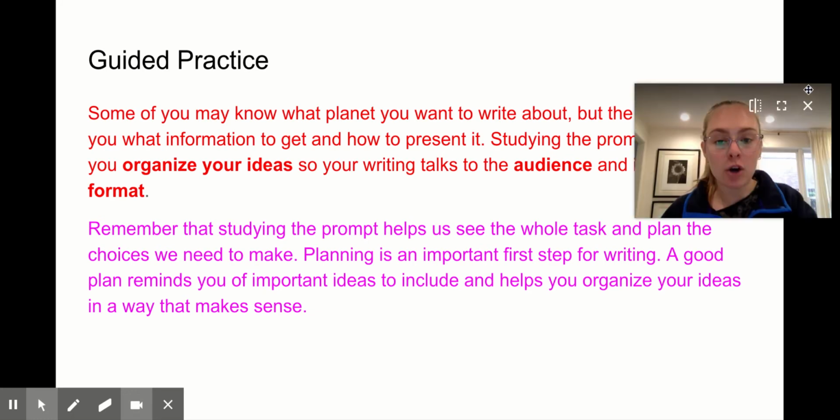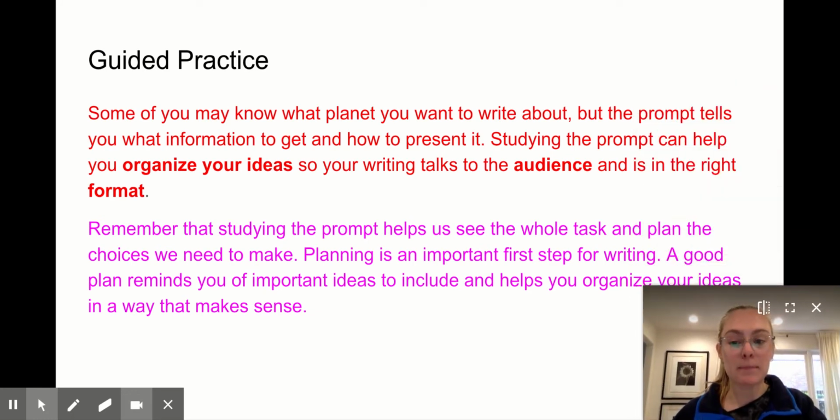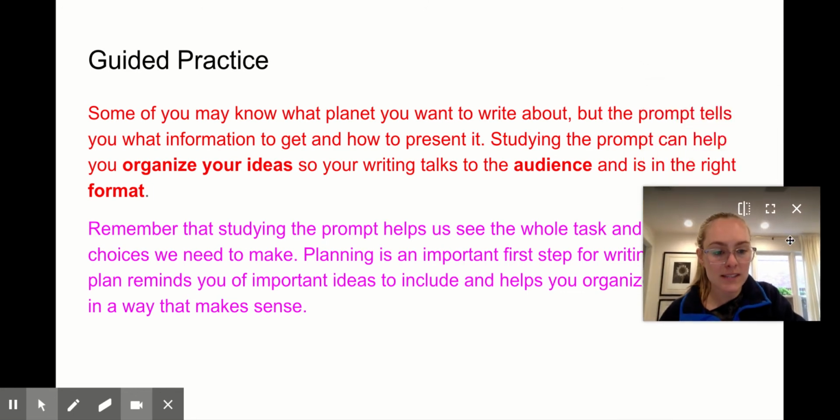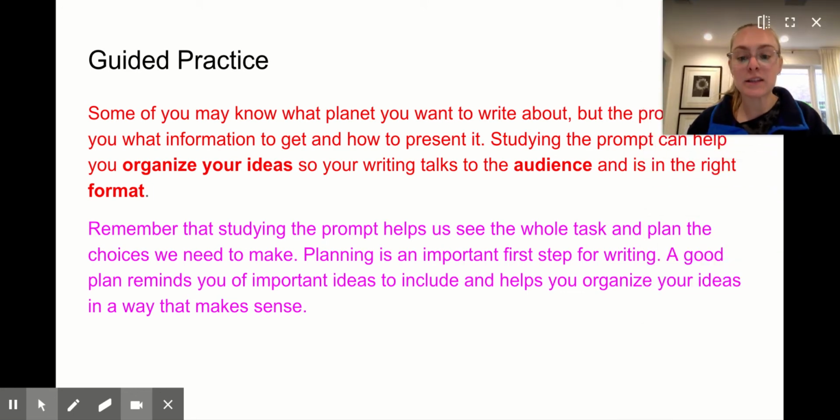So some of you may know what planet you want to write about, but the prompt tells you what information to get and how to present it. So studying the prompt can help you organize your ideas so your writing talks to the audience and is in the right format. Remember that studying the prompt helps you see the whole task and plan the choices we need to make. Planning is an important first step for writing.